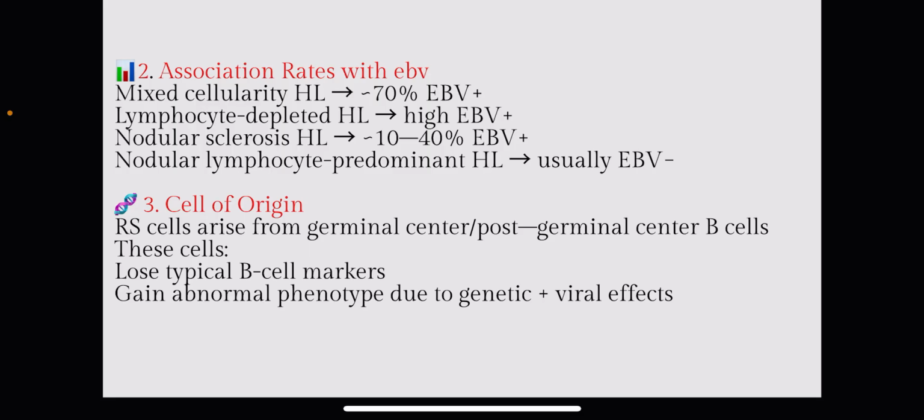Now let's see the cell of origin. The RS cells arise from germinal center or post-germinal center B cells. These cells lose typical B cell markers. They gain an abnormal phenotype due to genetic and viral effects.